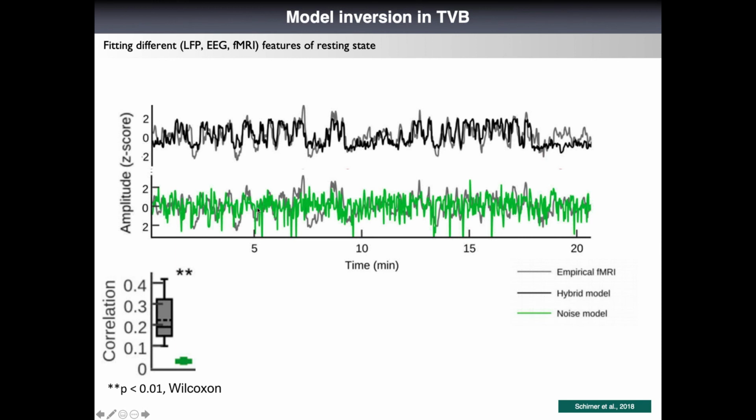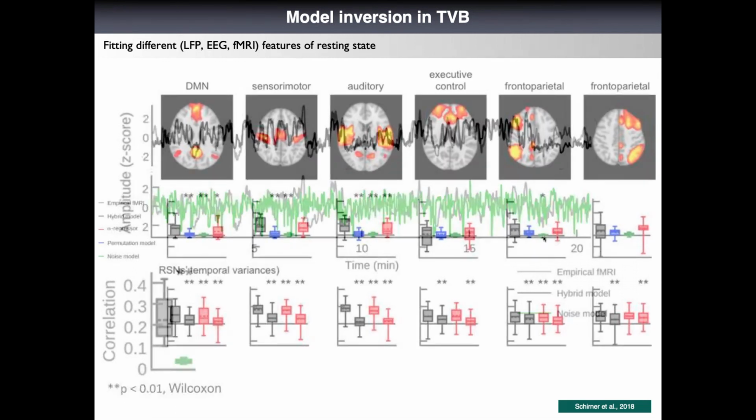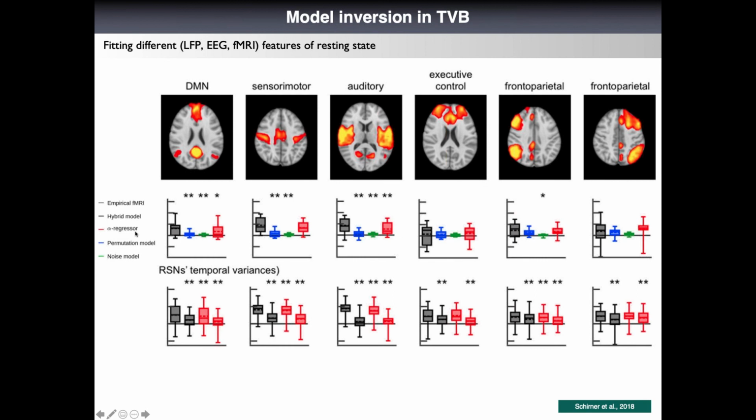In that manner, when the model is fit, first of all, they show that the fit is much better than any other alternative model, like a Poisson noise model. In other words, this hybrid model they're using can fit the fMRI data much better than a series of other models that they tried. I don't want to get into details.